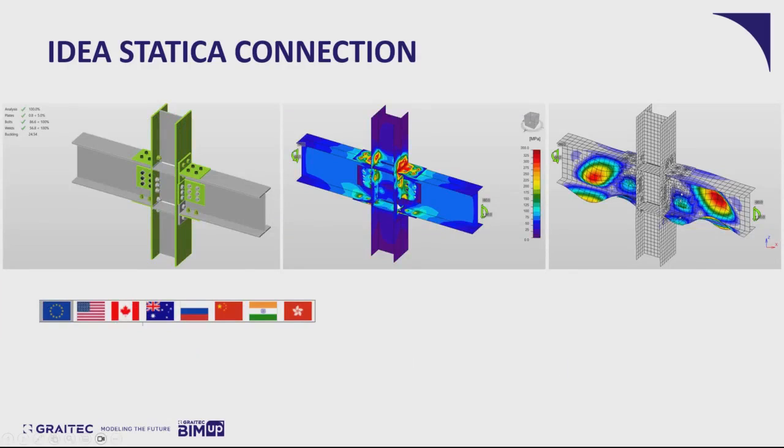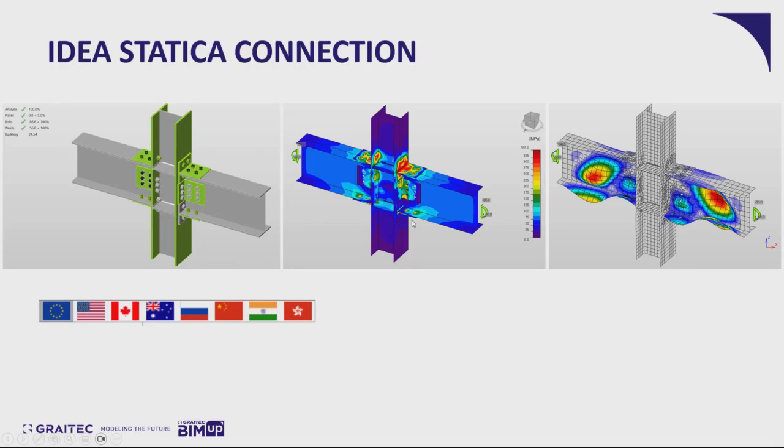Also here I have put some of the results that we can get from IDEA StatiCa connection design. So obviously the first one is going to be your overall check. We call it overall check. The software will let you know which components in your connection are passing the code check and which are not. It's going to be color coded and you will have the percentages up there.